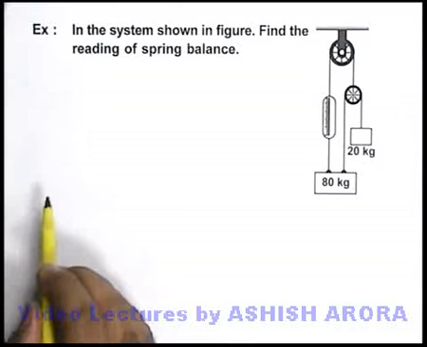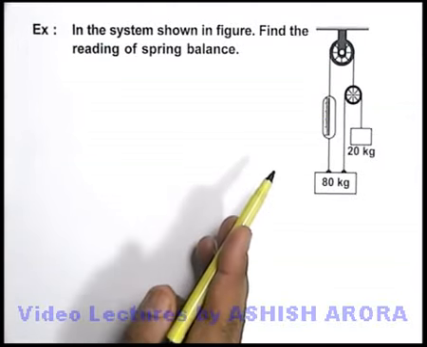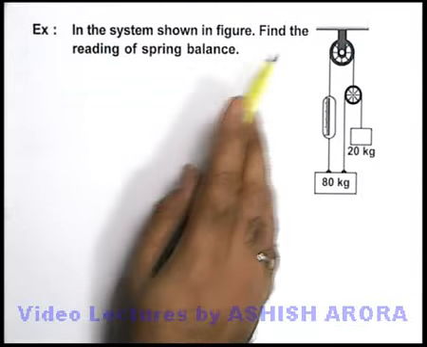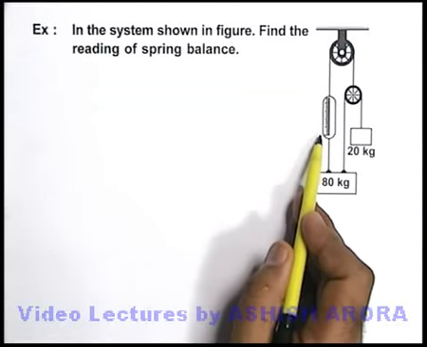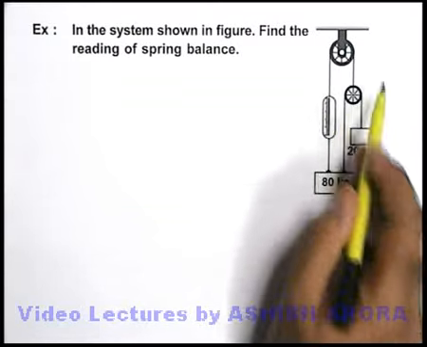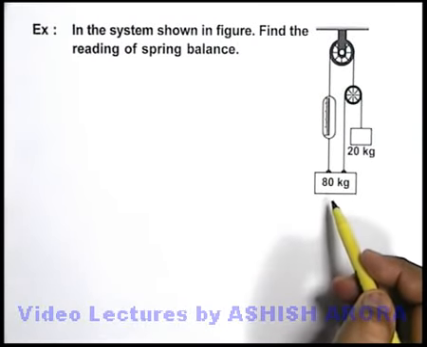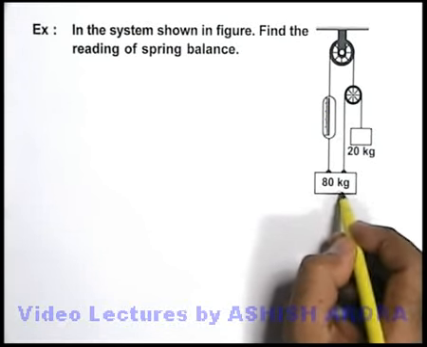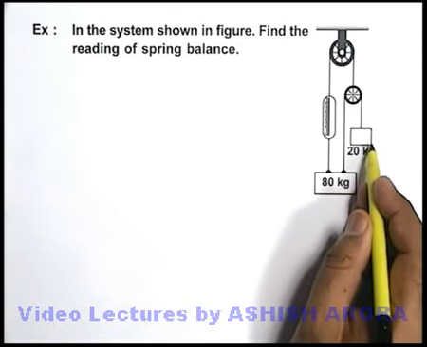Now to understand the concept of a spring balance, we take up an example. Here it is saying in the system shown in figure, we are required to find the reading of the spring balance, which is connected in a string which is a part of this pulley block system. Here we can see there is one block of 80 kg and another block of 20 kg.